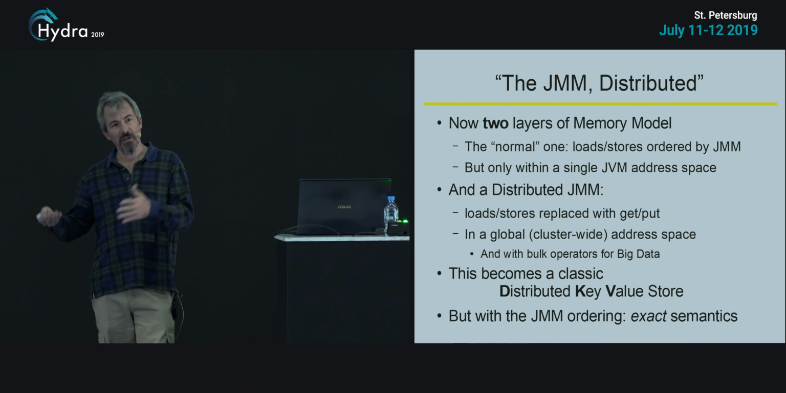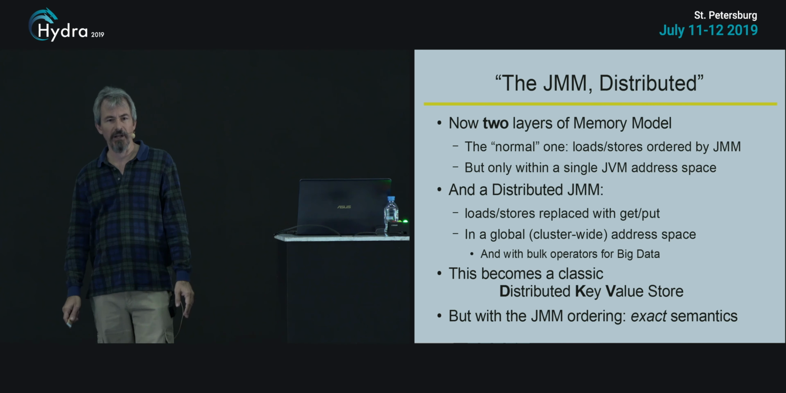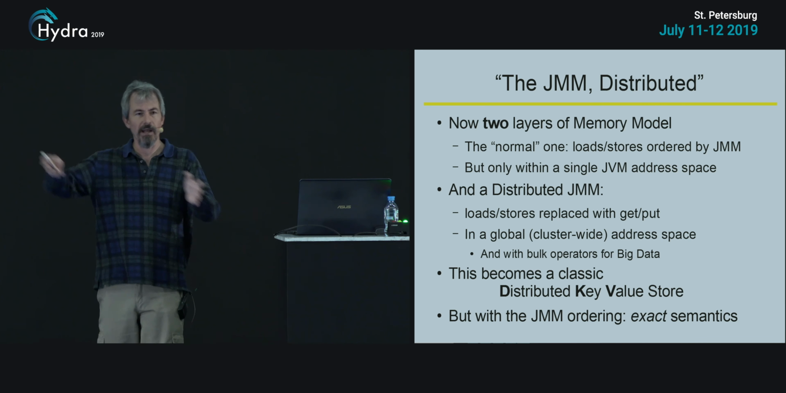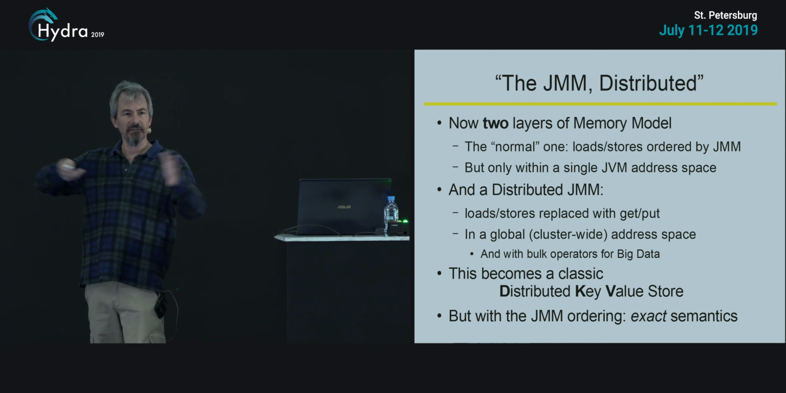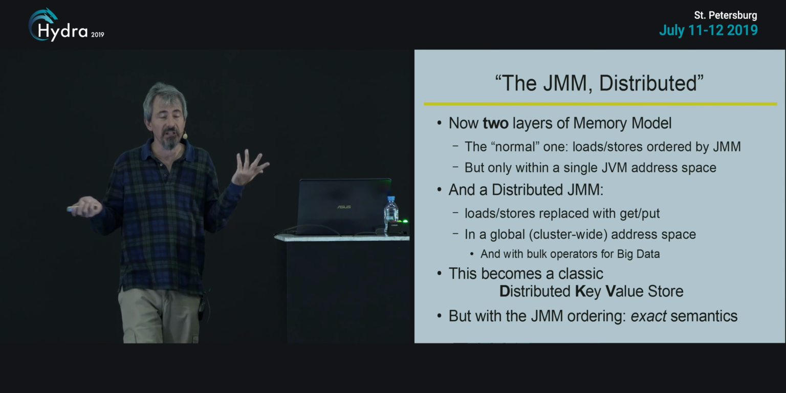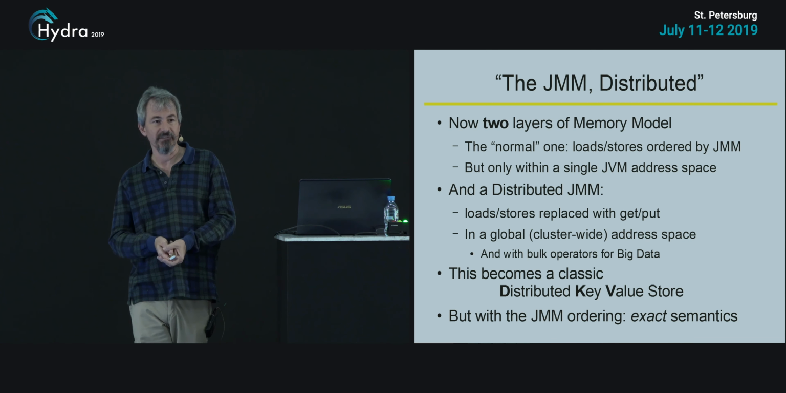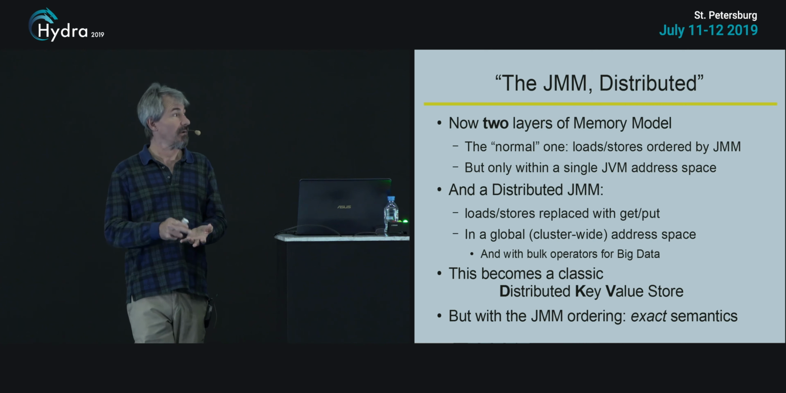And the address becomes this cluster-wide address space. And there's some efficiency operators thrown in that says bulk move this array to that space in some way that gives me sort of the max throughput I'm going to get. And you get a classic distributed key value store, but I'm going to have exact consistency semantics. So that's a little different. I'm going to be exact and I'm going to be fast.